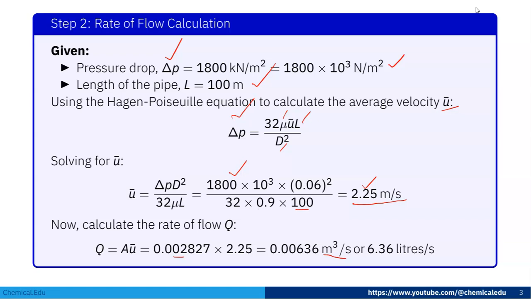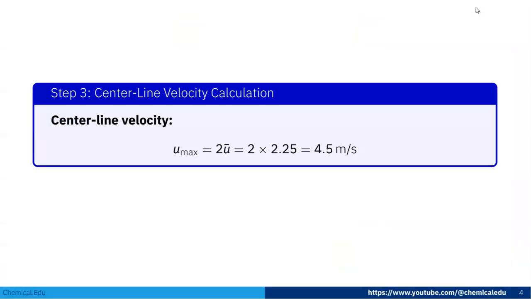We know that 1 meter cube is equal to 1000 liter. So we can easily convert meter cube per second to liter per second. So here Q is nothing but 6.36 liters per second. Now from the average velocity we earlier got, we can easily calculate the center line velocity.